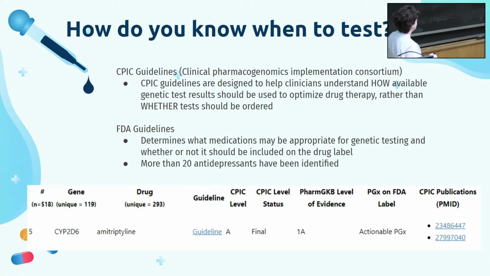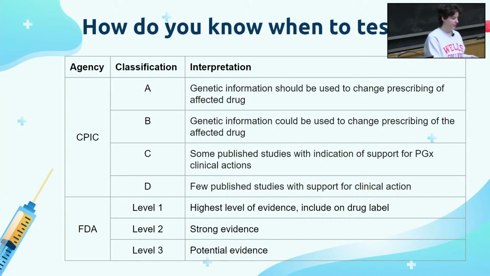Sometimes, again, this is the FDA label, so the FDA can determine it as actionable or not actionable, as in, yes, there's something that you can test for, but it's not really something that you would change. That definitely happens with some medications. And then you just have your research and publications that support it, because research is important and it's good to know whether the research that's been done is valid. And that goes into the next slide, which is how do you know when to test, and this is how you classify them by CPIC or FDA.